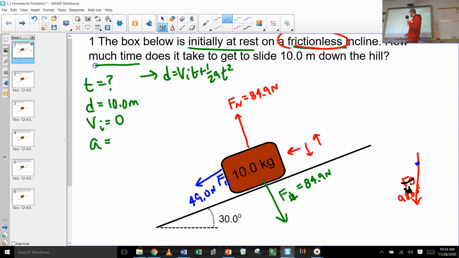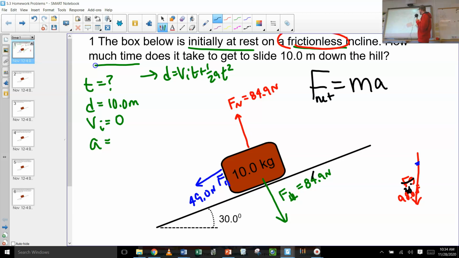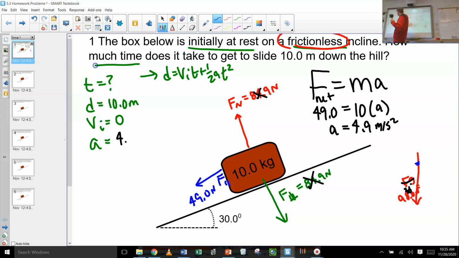Now I can find my acceleration. If you remember back to the last unit, F equals ma, and we put the net force in here. These two forces are canceling each other out, so this is 49.0, and my mass is 10, so now I can find my acceleration. Now I take that acceleration and plug it in over here. I've got the problem licked.